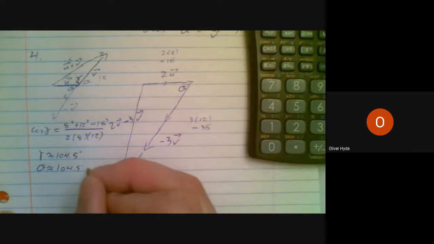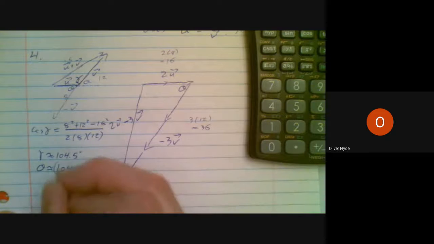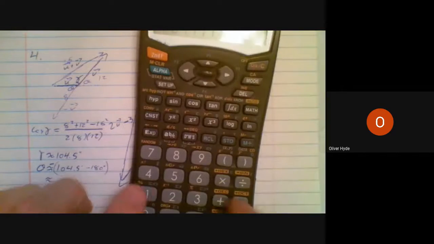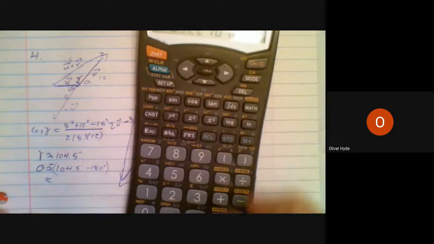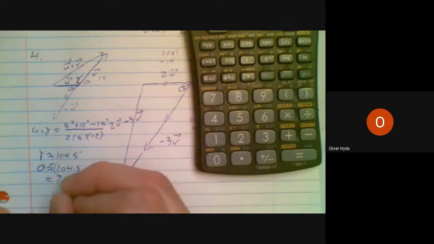Whoops. Watch how I save this. Negative 1. Oops. It's about 75.5 degrees. And there. And now I use another cosine law to solve for this magnitude.